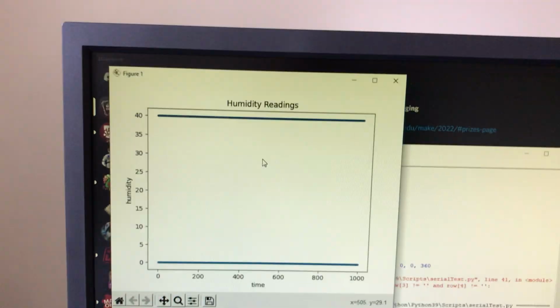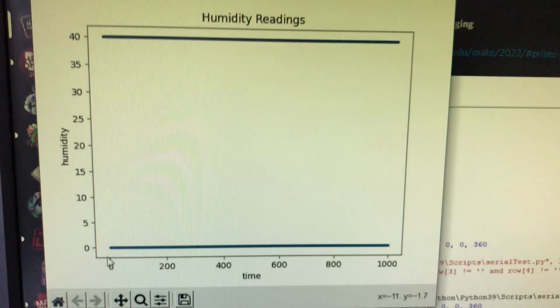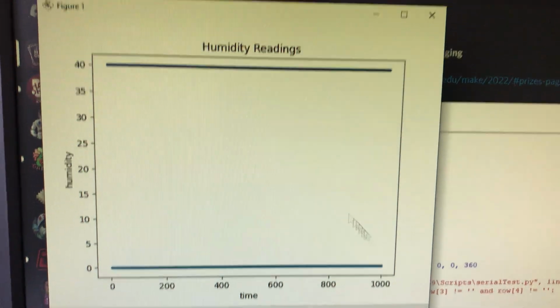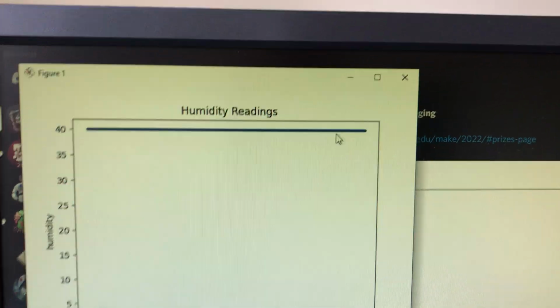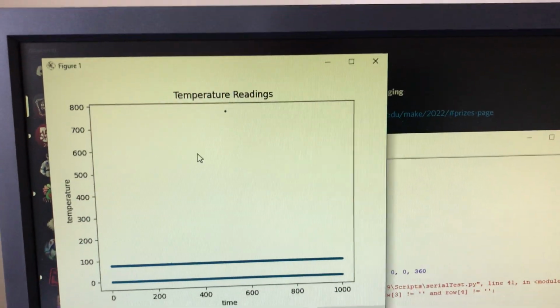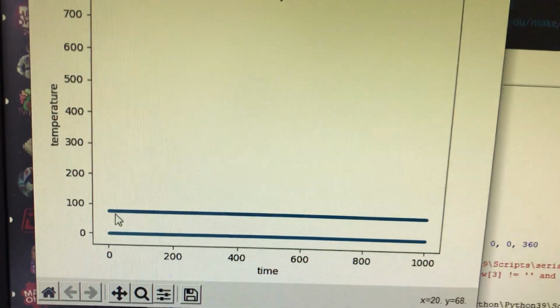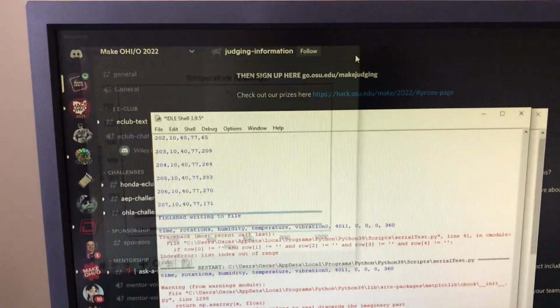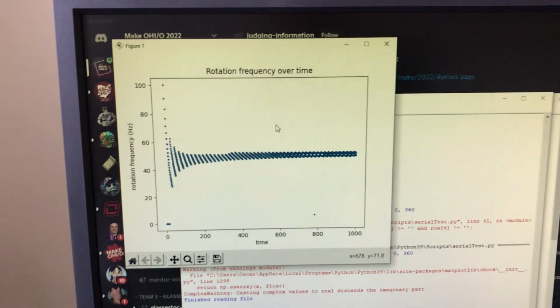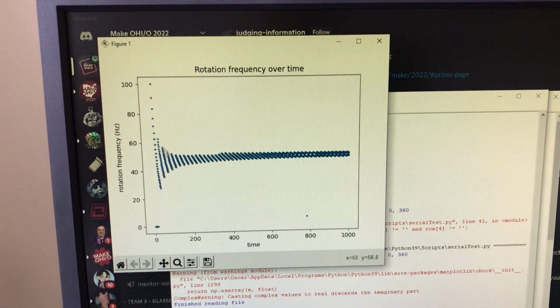And then we have our humidity readings, in which the reading rate is faster than the sensor output, so really only look at the top line there. It's about 39% humidity in my room right now. It is a little warm in here, right around the 79 range in my room, so we see those temperature readings. And then a very interesting thing we have here is the rotation frequency over time.